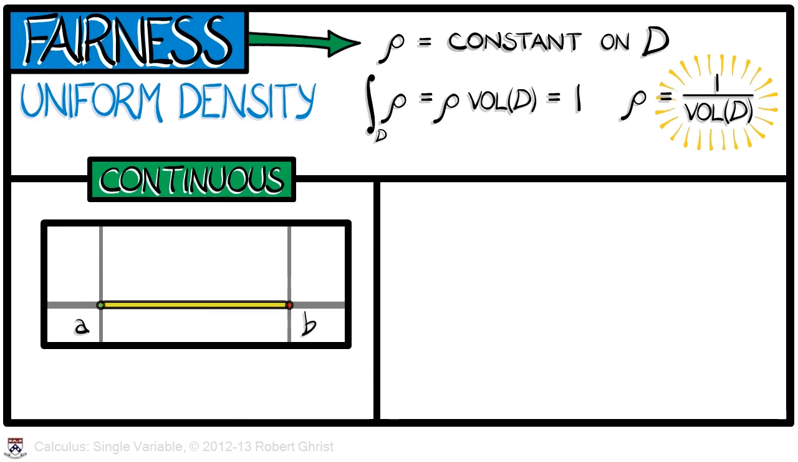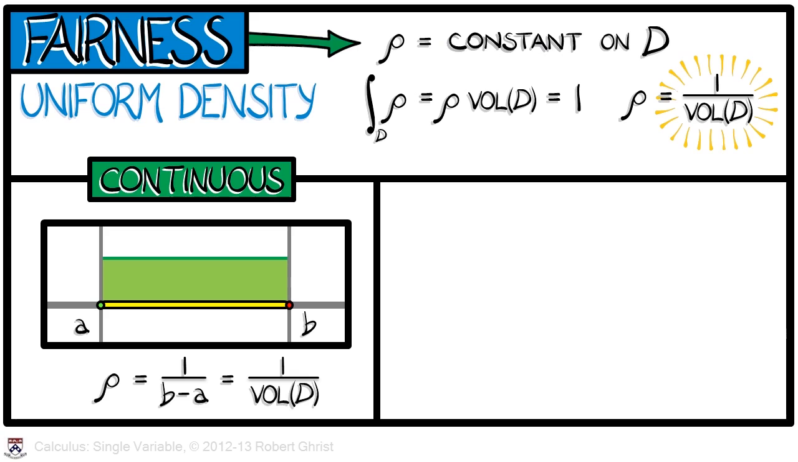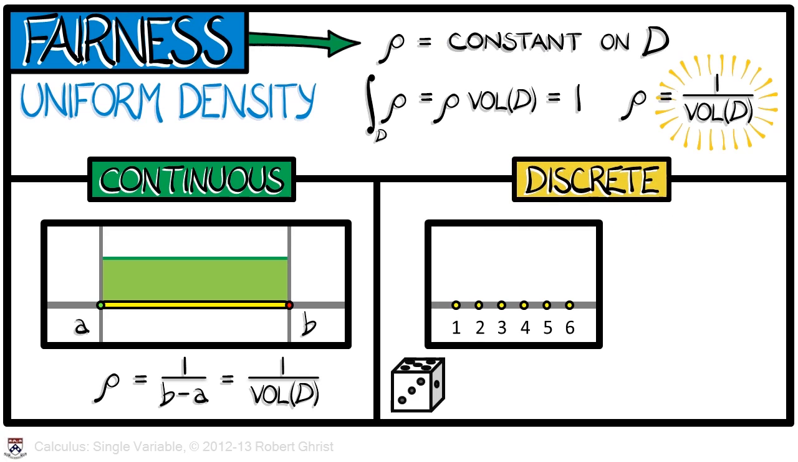Let's see what that looks like in the context of the domain being an interval, let's say from A to B. In this case, rho is 1 over the length of this interval. That is 1 over B minus A. What would it look like in the case of a discrete or zero-dimensional domain? Well, let's say we had a die, a single die. Then the domain consists of 6 points, the different outcomes for the faces. The PDF would be 1 over the volume of this domain, volume in dimension 0 being simply counting. This means that rho is equal to the constant 1/6.